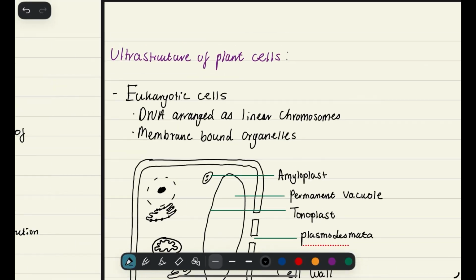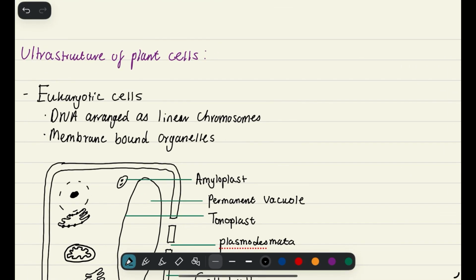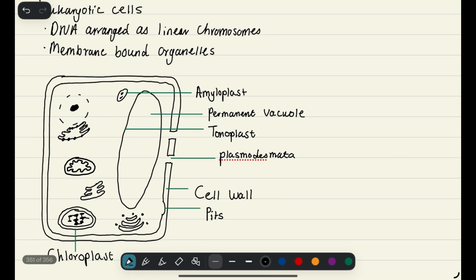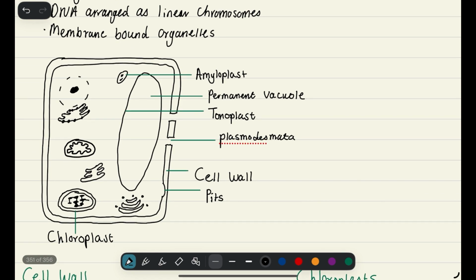Okay, so first of all, we're going to talk about the organelles inside of plant cells. So, know that eukaryotic cells, right? DNA is arranged as linear chromosomes, membrane-bound organelles. Please try and remember differences between eukaryotic cells and prokaryotic cells because, again, this is something that stays with you all throughout the course. Okay. But let's actually look at the plant cells specifically. So this is a plant cell.